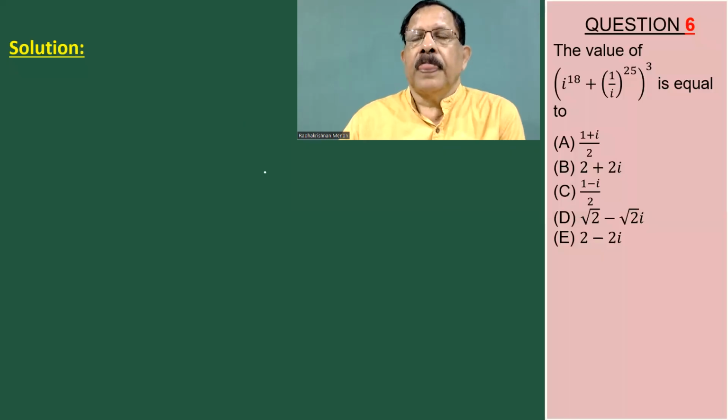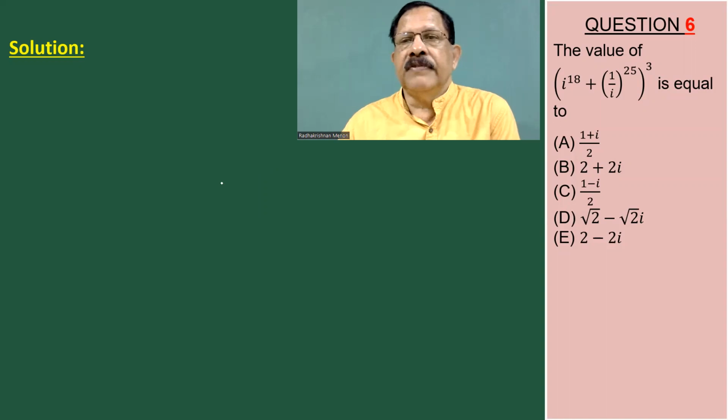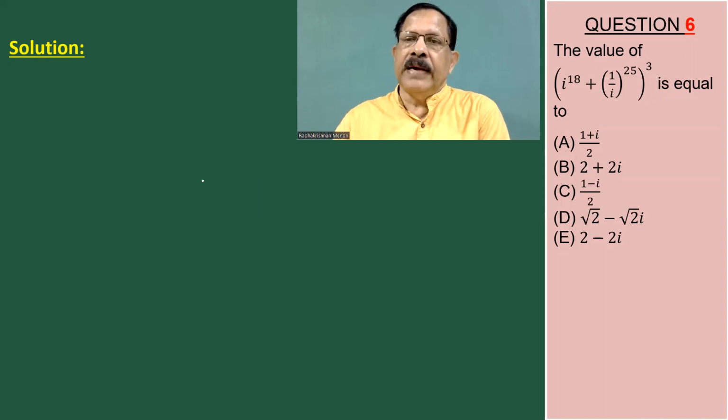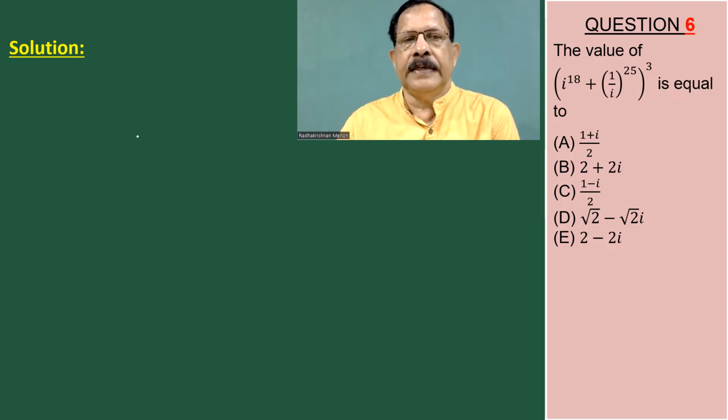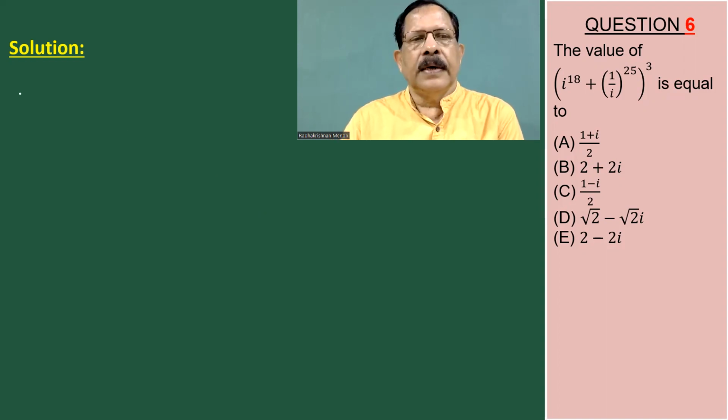Hello students. In this video, we will do the remaining questions from the chapter complex numbers, which were asked in KEAM 2018. Now, question number 6: (i raised to 18 plus 1 by i, the whole raised to 25), the whole cube.